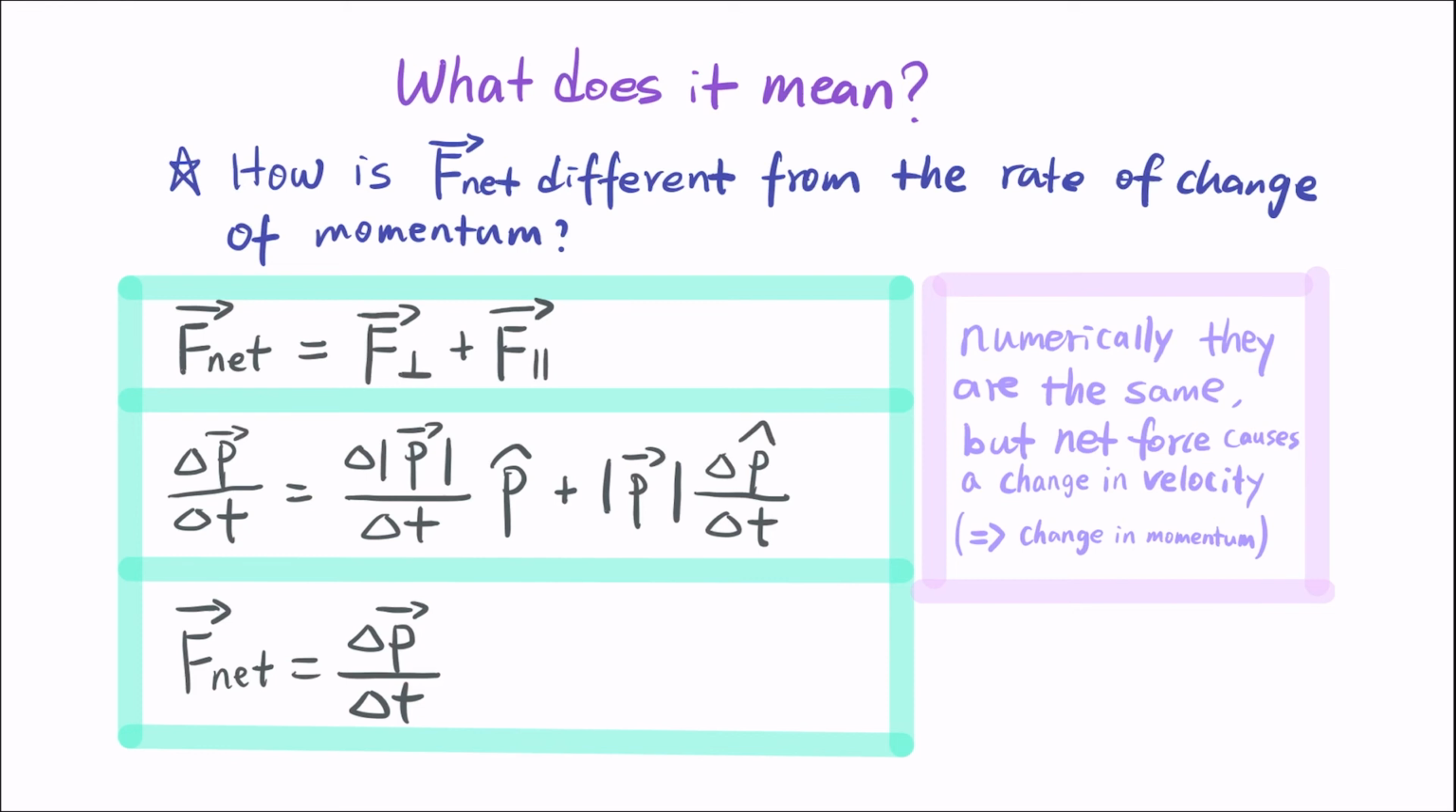So how is net force different from the rate of change of momentum? From the three equations on the left side, we could see that numerically they are the same, but the net force causes a change in velocity, which also causes a change in momentum. So conceptually, they are different things.